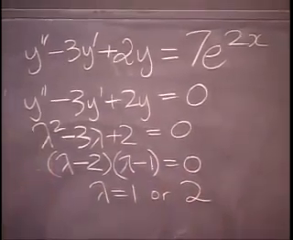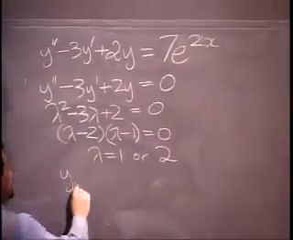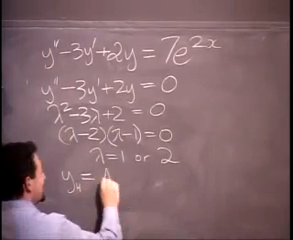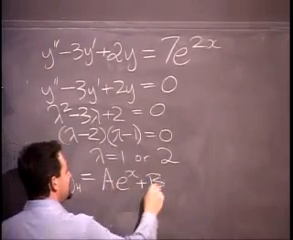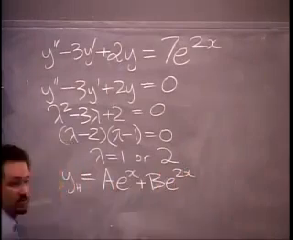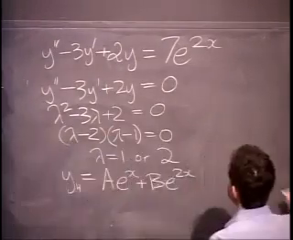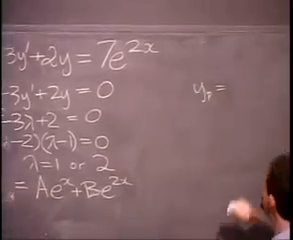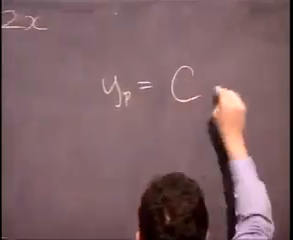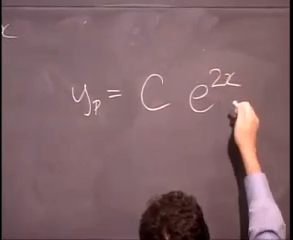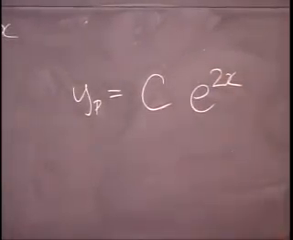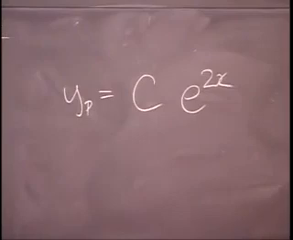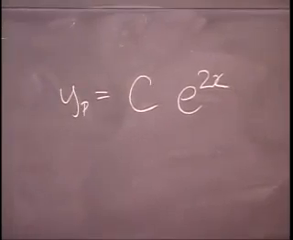Two solutions. So the homogeneous solution, yh, is equal to a e to the x plus b e to the 2x. No problem. So what about a particular solution? Well, we've got a constant multiple of e to the 2x, so the particular solution should be c e to the 2x. Right? That's what the table said anyway. Now, what's the problem with this? What do you think you will get when you plug this into there without even doing it? What do we get? Can anyone tell me?